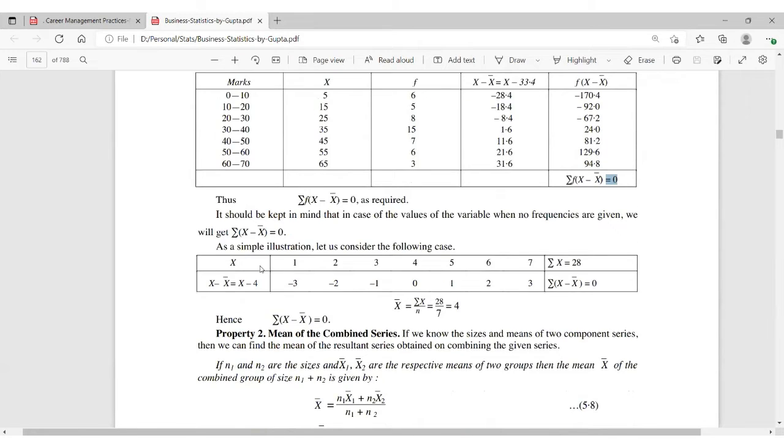Similarly, for this individual series, x is given, then x minus x bar. x bar is the sum of all this divided by 7, which comes to 4. 1 minus 4, 2 minus 4, 3 minus 4, 4 minus 4, 5 minus 4, and so on. The total of these comes to be 0.